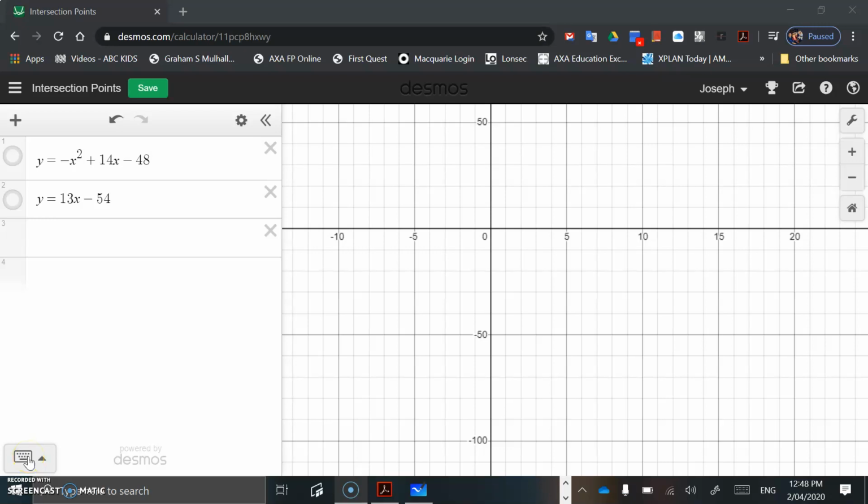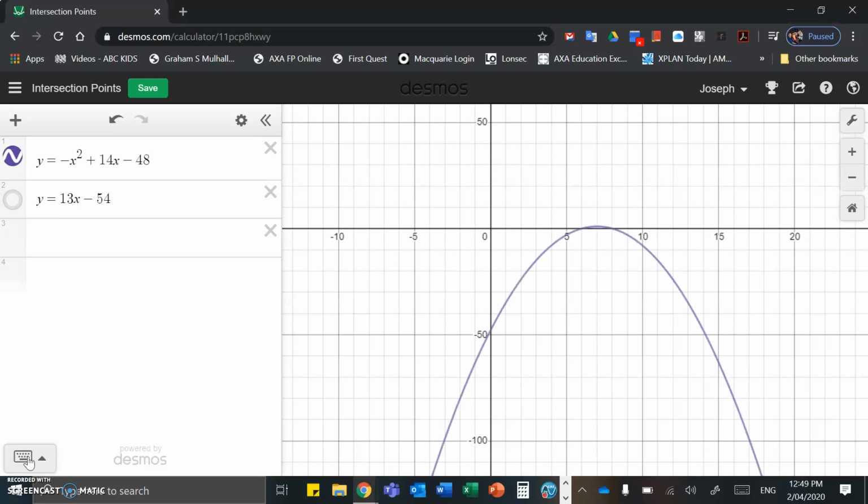Hi guys, in this video we're looking at points of intersection between two graphs. In this particular context it is the parabola with a straight line graph. With these two equations, you will see that we've got an inverted parabola, and that goes through the y-axis at -48. We also have a straight line graph, which has a positive gradient, and it goes through the y-axis at -54.